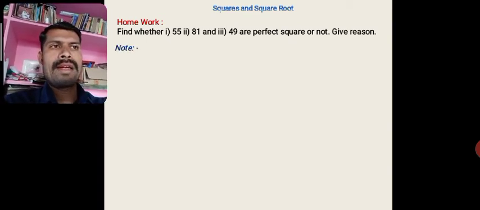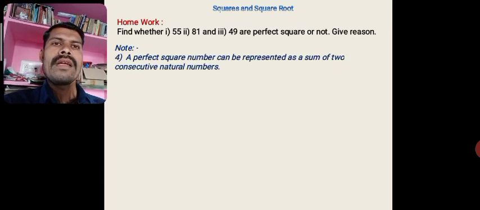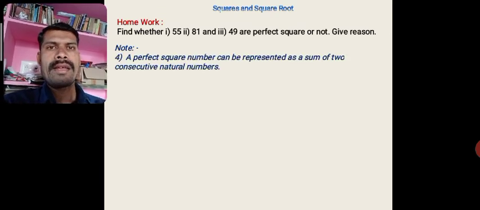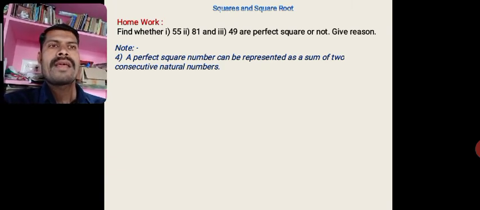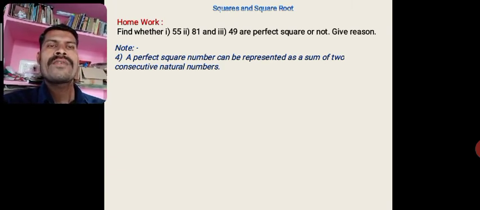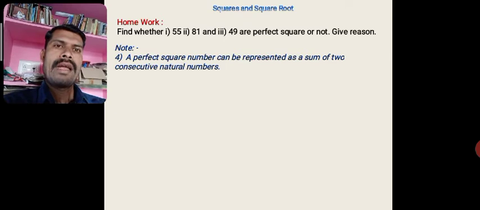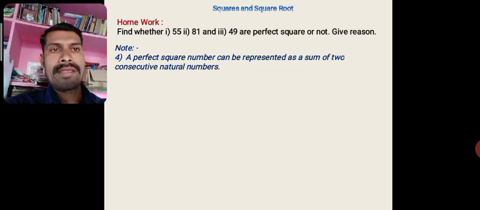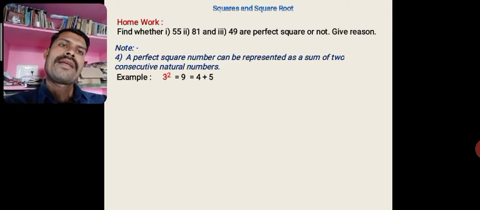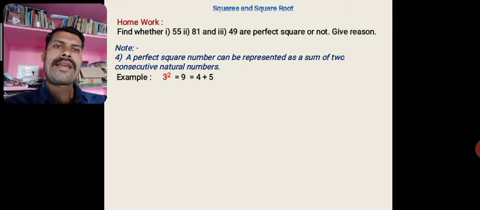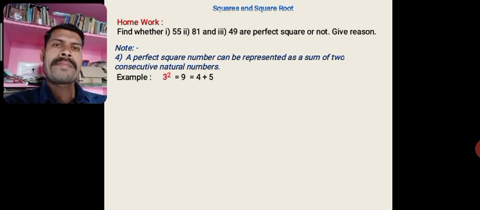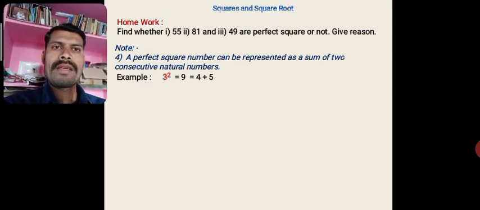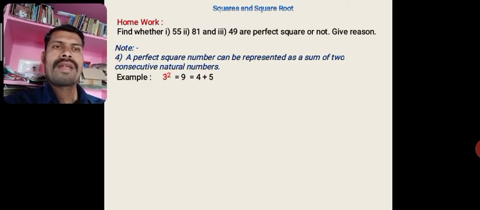Note here, one more item we have to study. Another pattern we get for a square number is that a perfect square number can also be represented as the sum of two consecutive natural numbers. We can represent any perfect square number as the sum of two consecutive natural numbers. But its converse is not true. I will tell you what it is exactly. For example, 3 square is equal to 9, no? 9 can be represented as 4 plus 5 here. You see 4 and 5 are consecutive natural numbers.